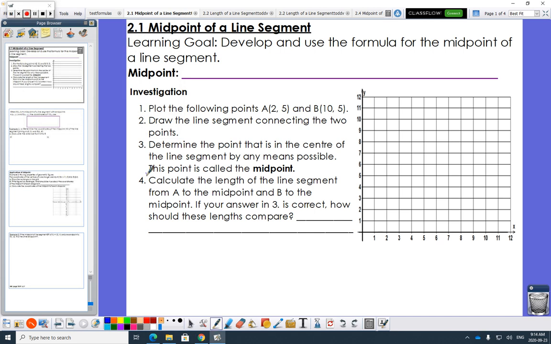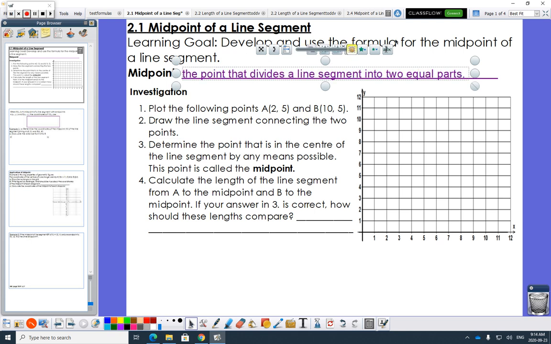Okay, so midpoint and length of the line are related. So the midpoint is in the middle, right? It divides the line in two equal parts.